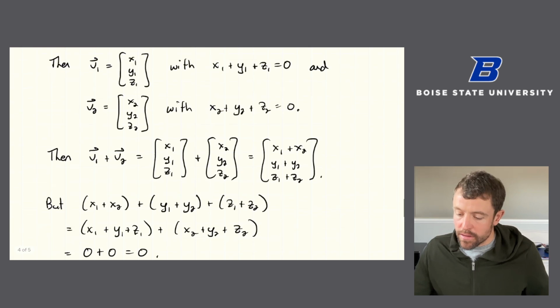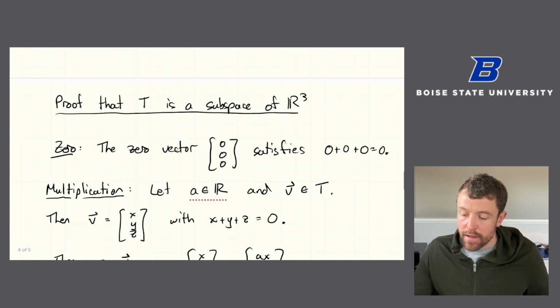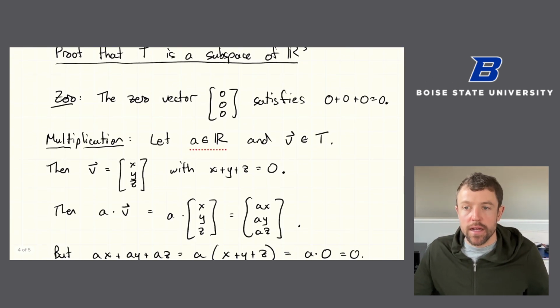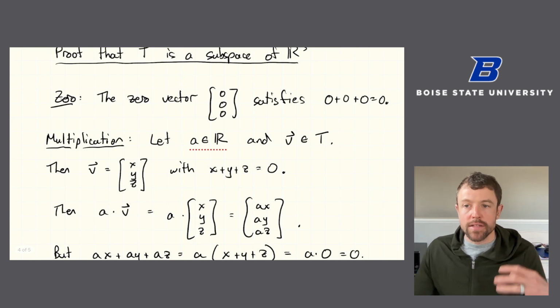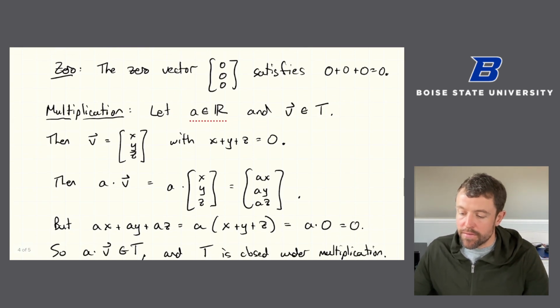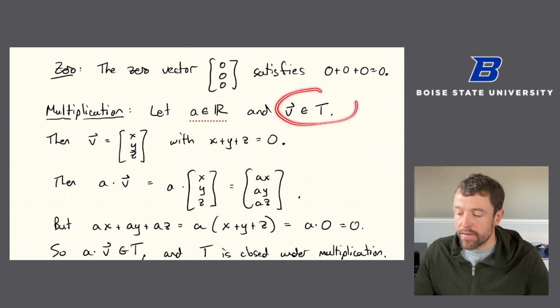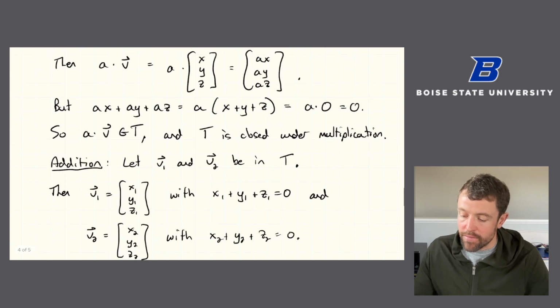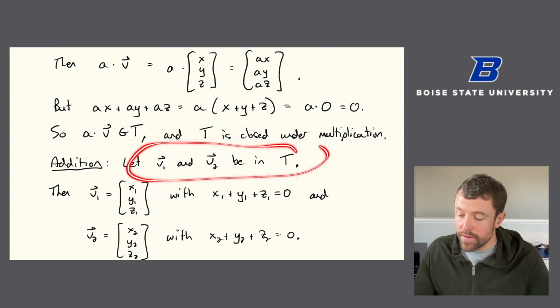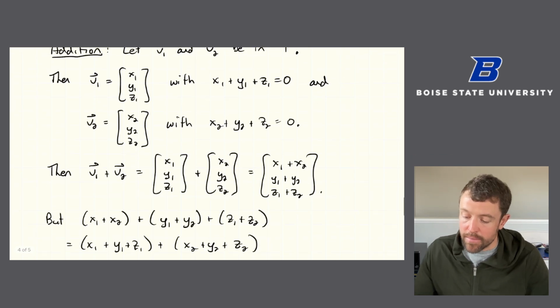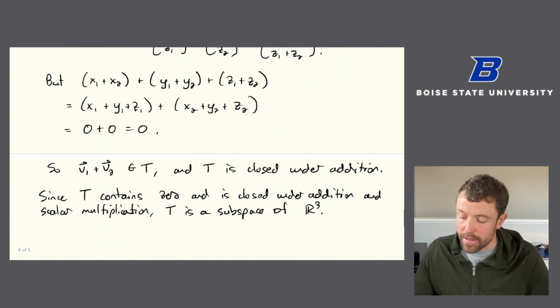All right, so that's a full proof that T is a subspace of R3. I showed that the zero vector satisfies the defining condition. I showed that if I started with any scalar, any element of the real numbers, and any vector in T, I would get a vector that was contained in T. And I showed that it's closed under addition. That if I started with any two vectors in T, when I add them, I get something that's still in T. And so this is a subspace.